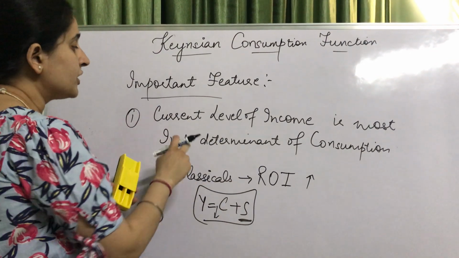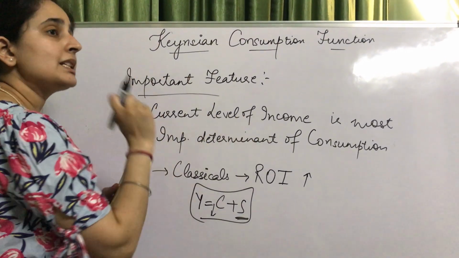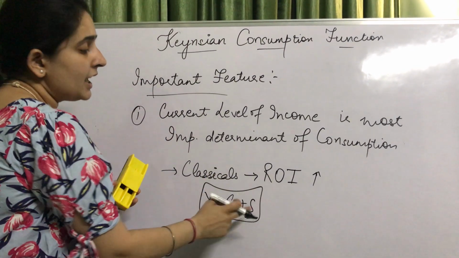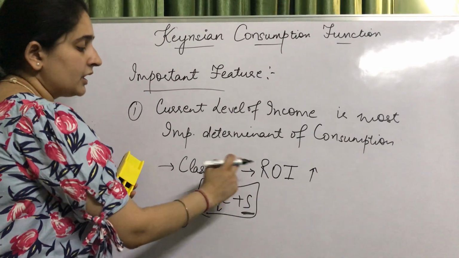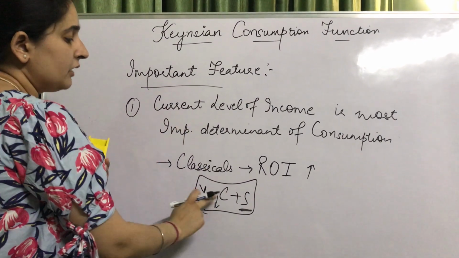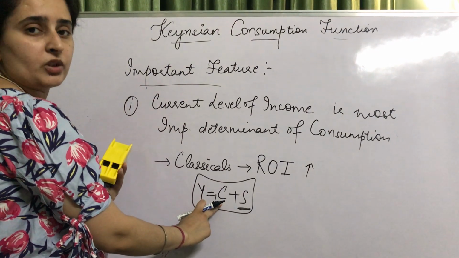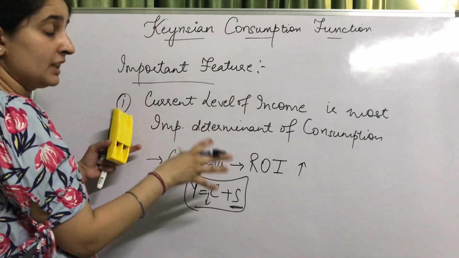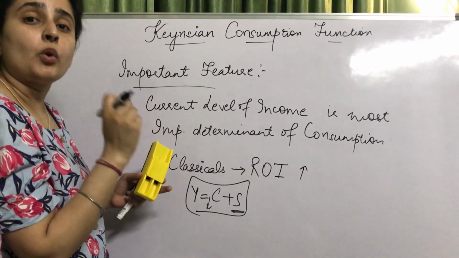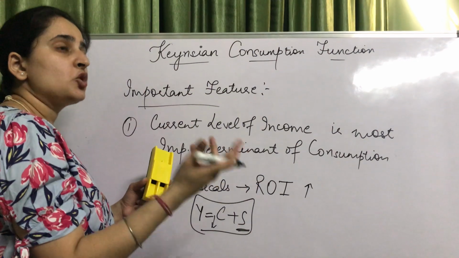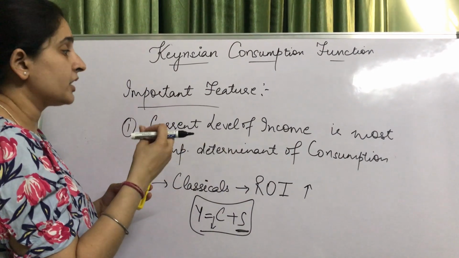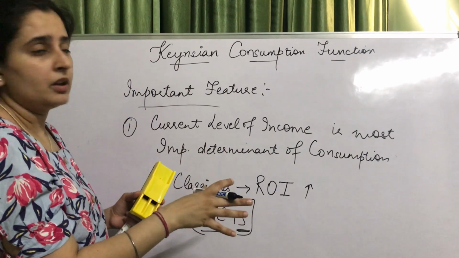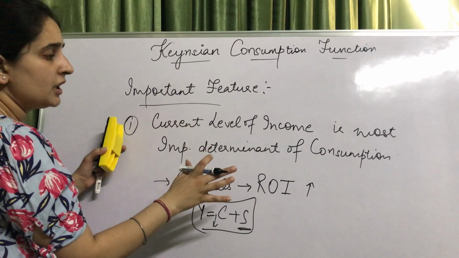But the most important factor according to him is the current level of income, because this is the factor that directly affects consumption. The rate of interest is an indirect factor: first saving is affected and then consumption. But the income level definitely affects consumption directly. This was considered a very important theory that he gave for macroeconomics. So this was about the Keynesian consumption function that we covered today.